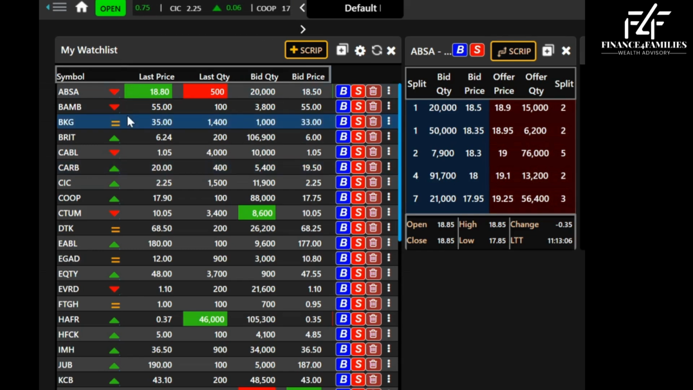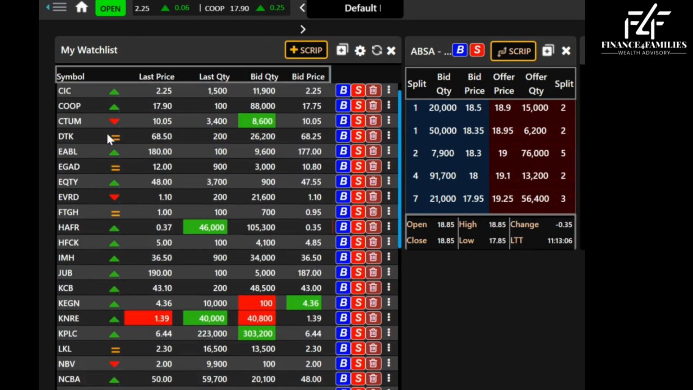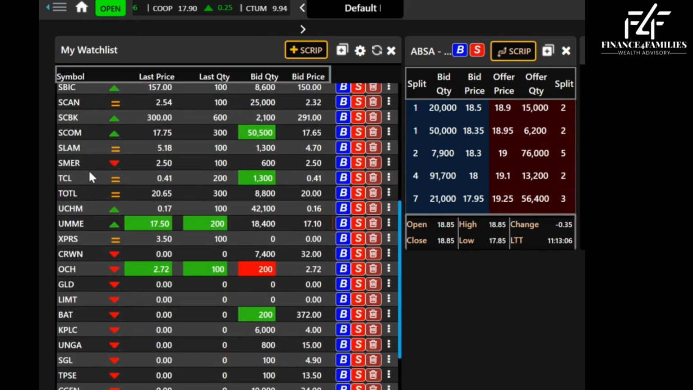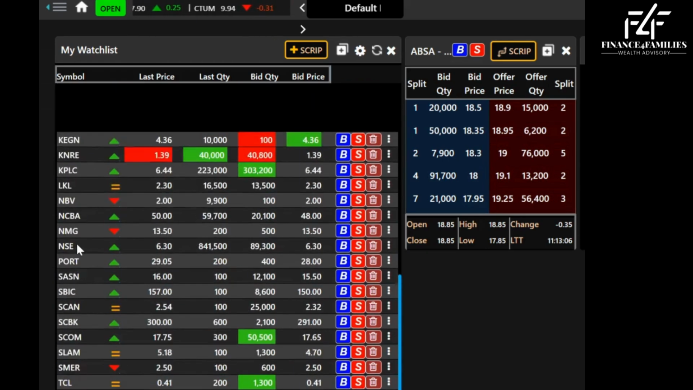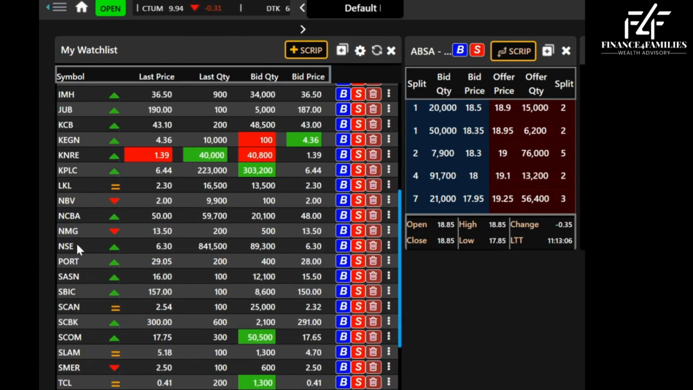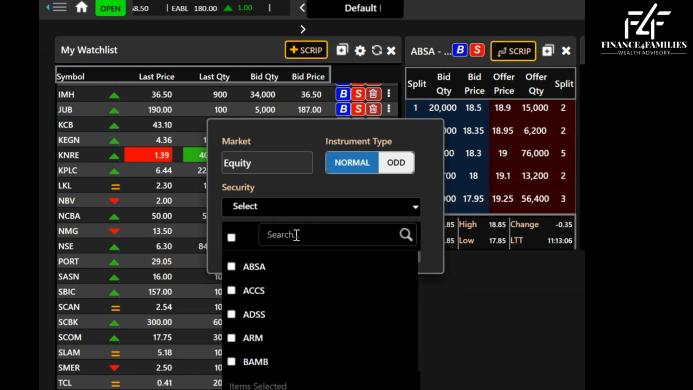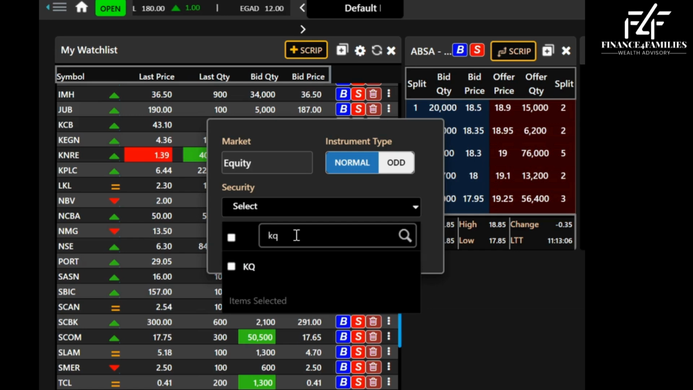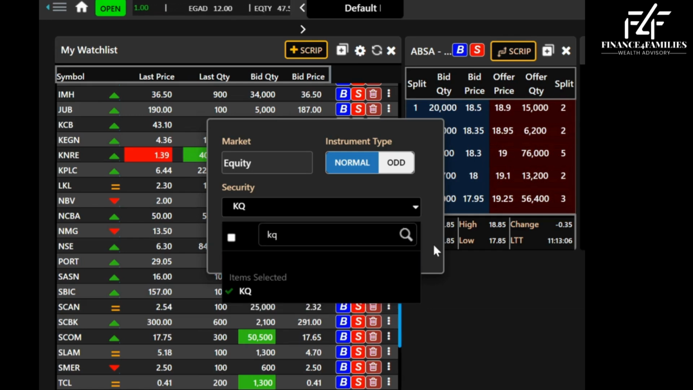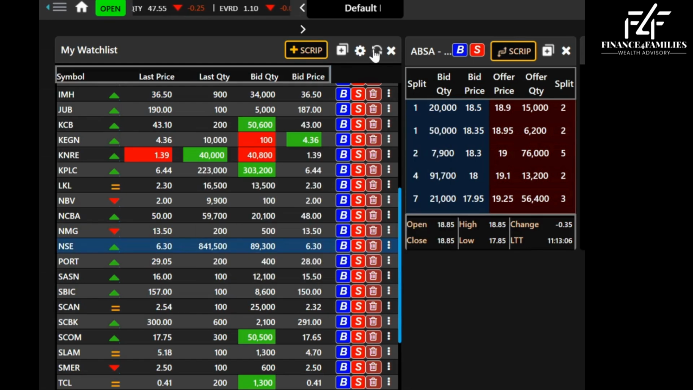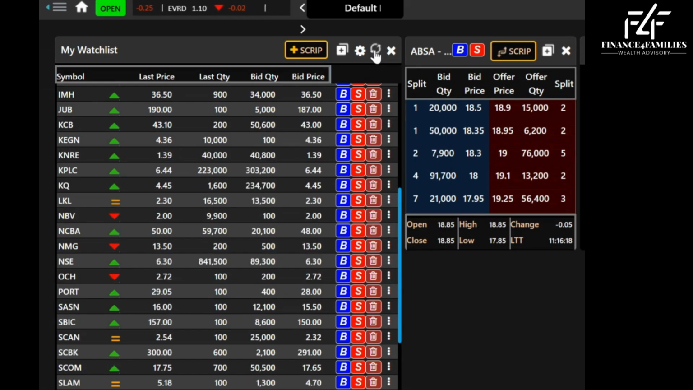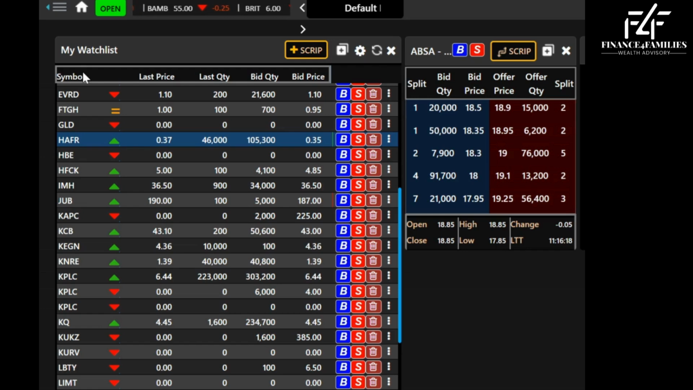So once you log on to your online trading platform and go through, I'm sure you may realize that it's not on your watch list. Now, this is a simple guide on how you will be able to add it to your watch list. So you go to script, click on it, then you come and click on select, then on search you put in KQ, click on that, and then add. So once you add, you refresh the symbol side, you'll see it's been added to the stocks on your watch list.